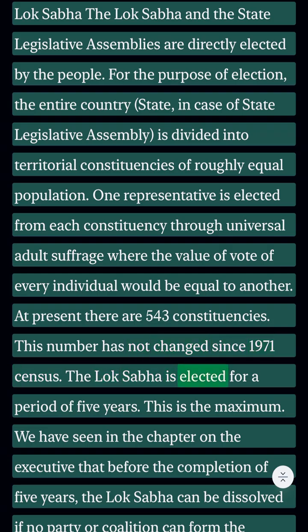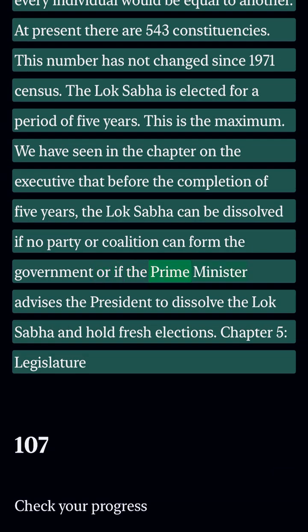The Lok Sabha is elected for a period of 5 years. This is the maximum. We have seen in the chapter on the executive that before the completion of 5 years, the Lok Sabha can be dissolved if no party or coalition can form the government, or if the Prime Minister advises the President to dissolve the Lok Sabha and hold fresh elections.